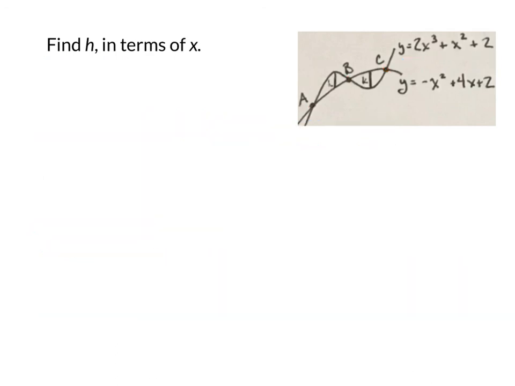Next, let's find those distances between the curves. First, find h in terms of x. So h is this little line segment right here. Remember, we want to identify which is the larger one and then use subtraction. Since we're talking about a vertical distance, that means our x coordinates of the 2 endpoints are going to be the same, but their y coordinates are going to be different. So to find h, we want to take the larger y coordinate, which is the one on top, and if we follow the curve, there is our larger y coordinate, 2x cubed plus x squared plus 2.